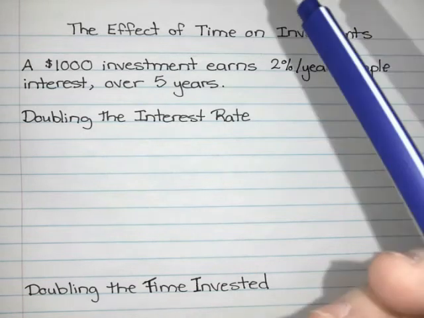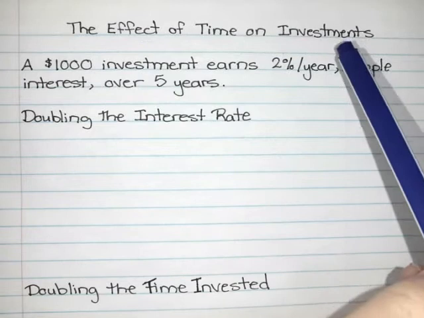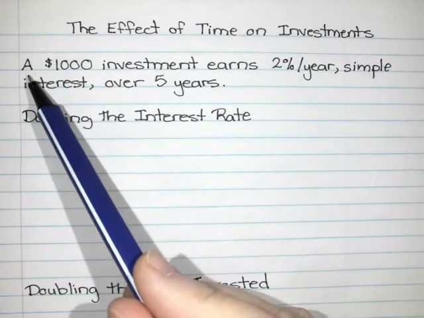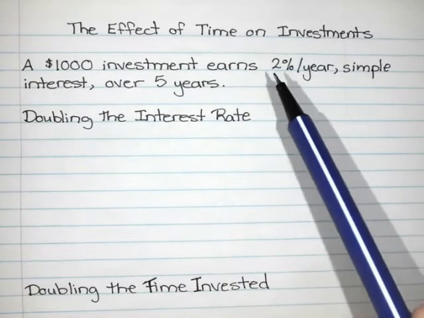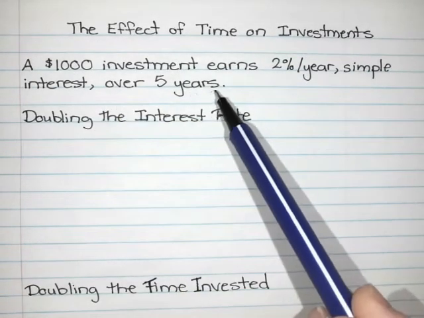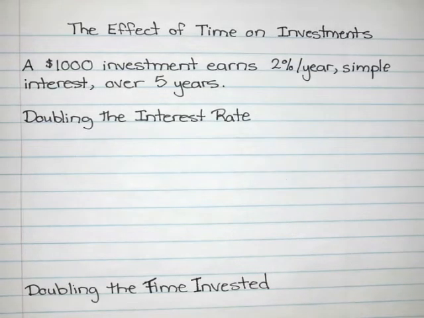Today we're going to be talking about the effect of time on investments. So we're interested today in finding out how the length of time that you leave money invested for affects its value. So our first question says a $1,000 investment earns 2% per year, simple interest over 5 years. And the question is, is it better to double the interest rate or double the time it's invested? So we're going to try that out and see what happens.